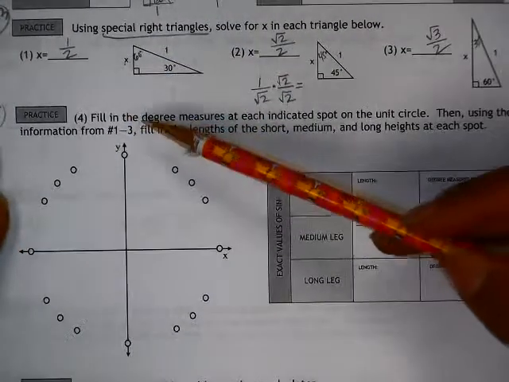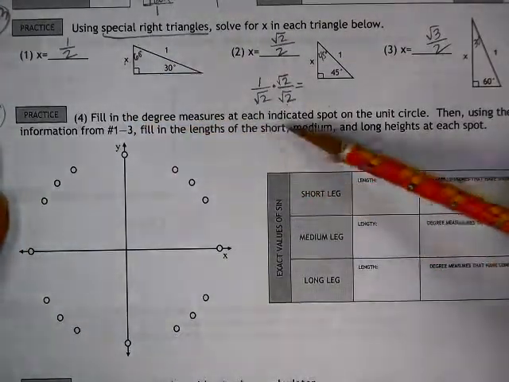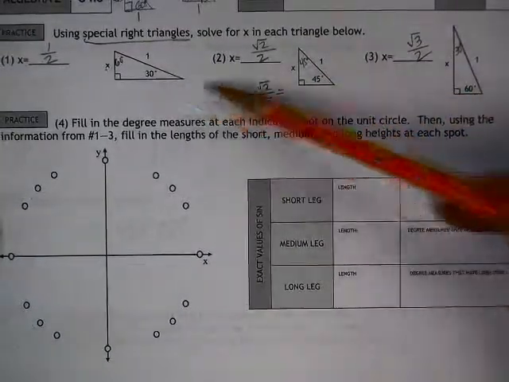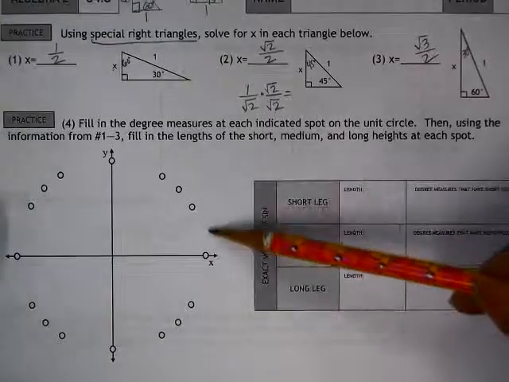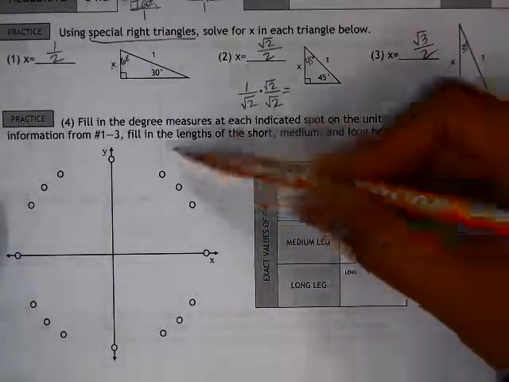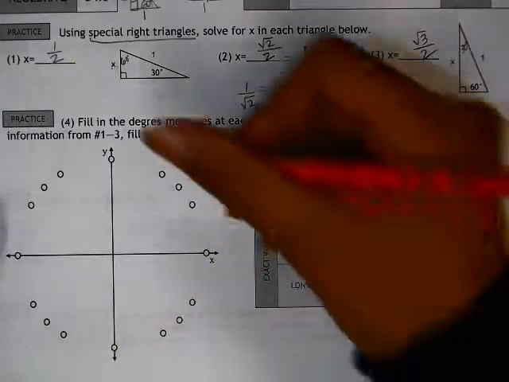In problem number 4, we need to fill in the degree measures at each indicated spot on the unit circle, and then using the information from 1 through 3, we'll be filling in the lengths of the short, medium, and long heights at each spot.